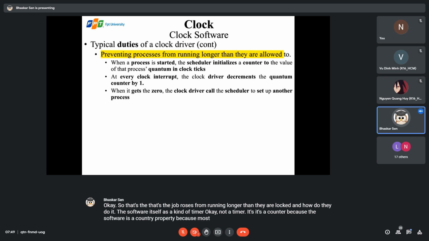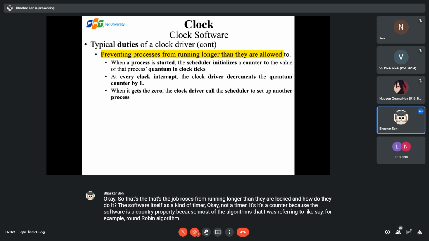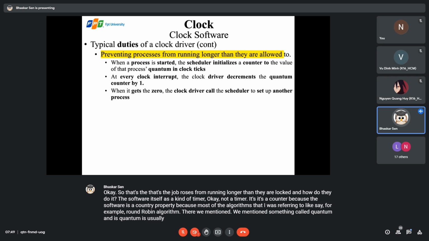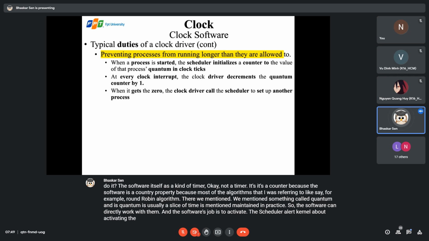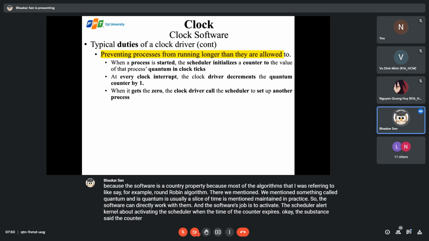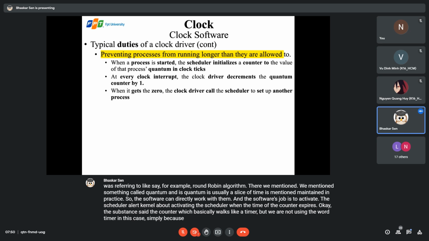Because most of the algorithms that I was referring to, like, for example, the round robin algorithm, there we mentioned something called quantum. And this quantum, usually a slice of time, is maintained in clock ticks. So the software can directly work with them. The software's job is to alert the kernel about activating the scheduler when the counter expires. It sets a counter, which basically works like a timer, but we are not using the word timer in this case simply because we are still dealing with clock ticks.